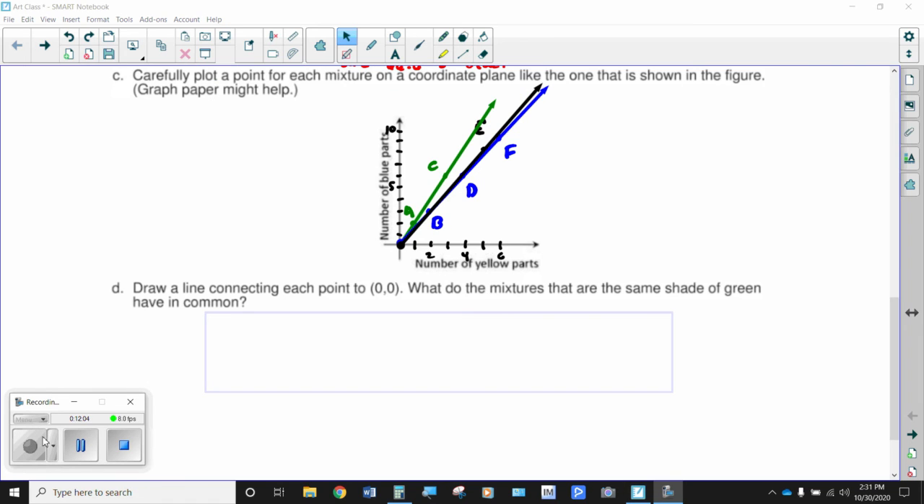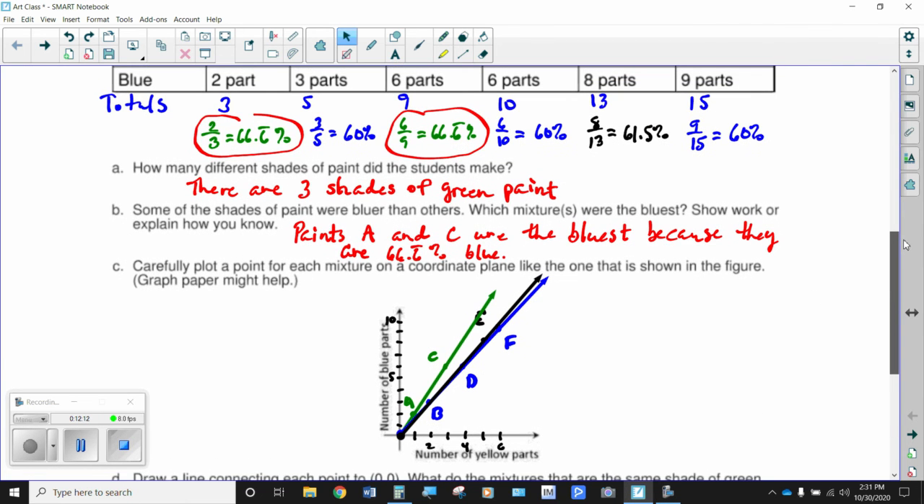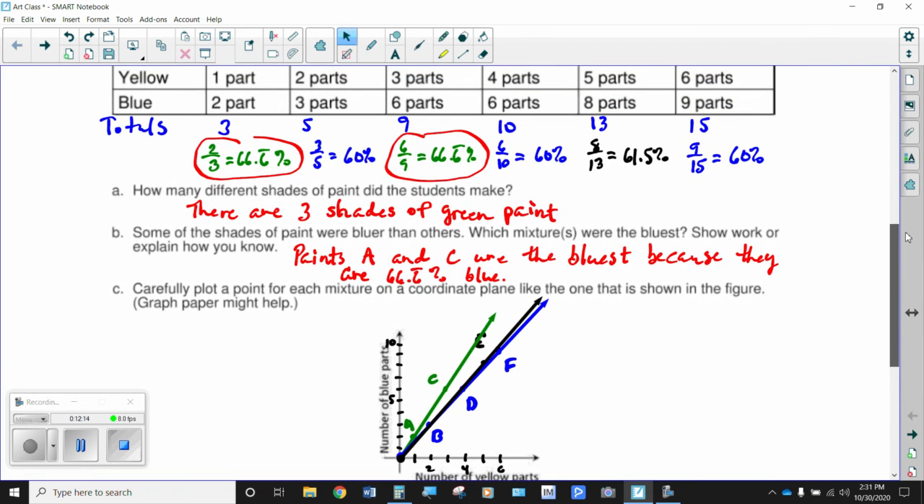All right. So what do you notice about points A and C? They're all on the same line, right? And what did we say? Why did we color coordinate those green? Because those are the same shade of green. They happen to be the ones that have the highest concentration of blue paint, but they are the same exact shade and they're falling on the same line.